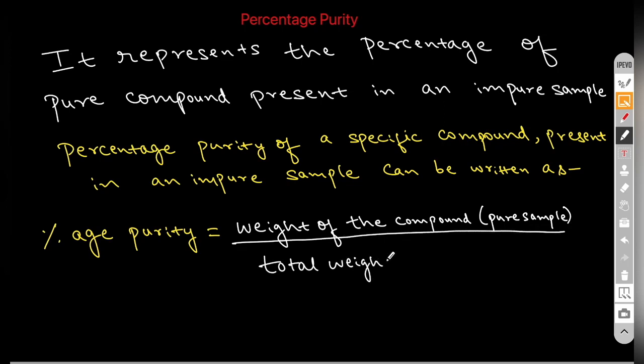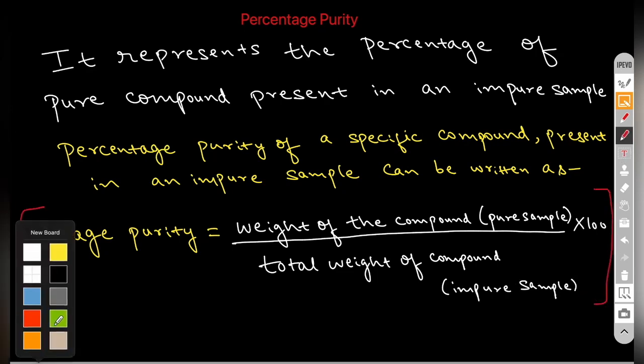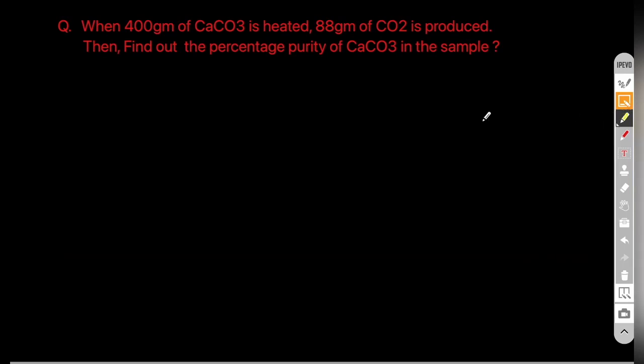Total weight of compound, impure sample, multiplied by 100. So this is simply the formula for percentage purity. We will solve problems so you better understand. Just remember this formula. Now moving on, we have a problem here which you have to solve.